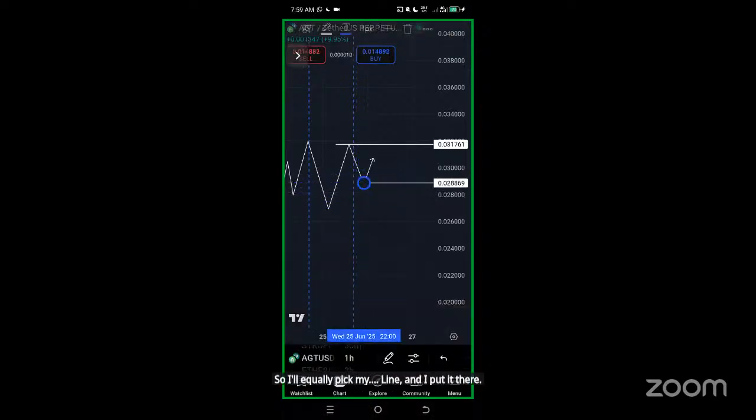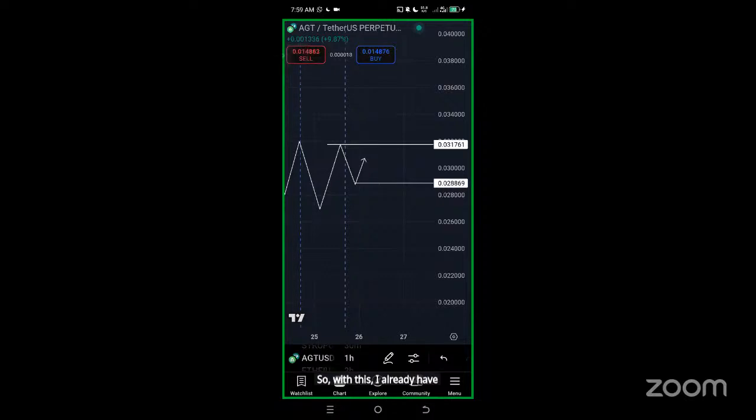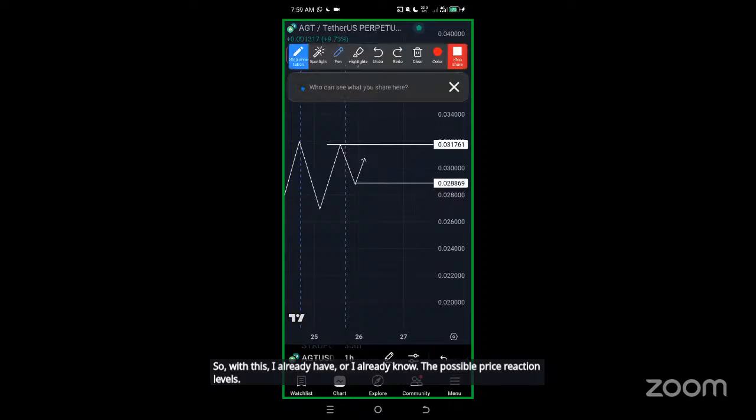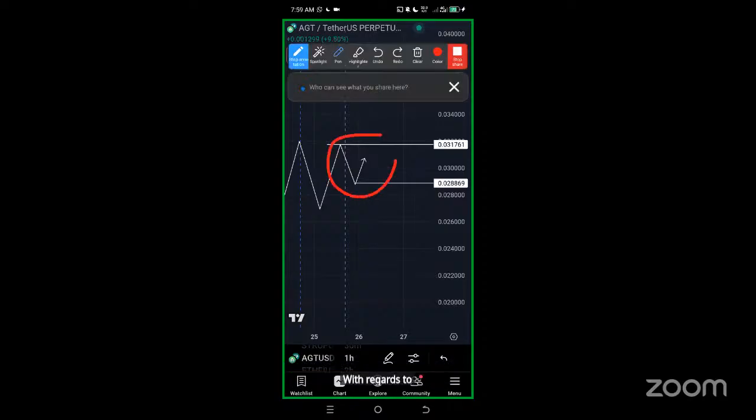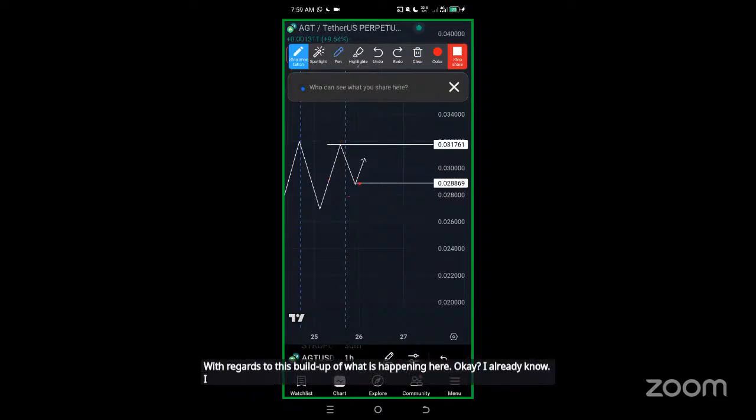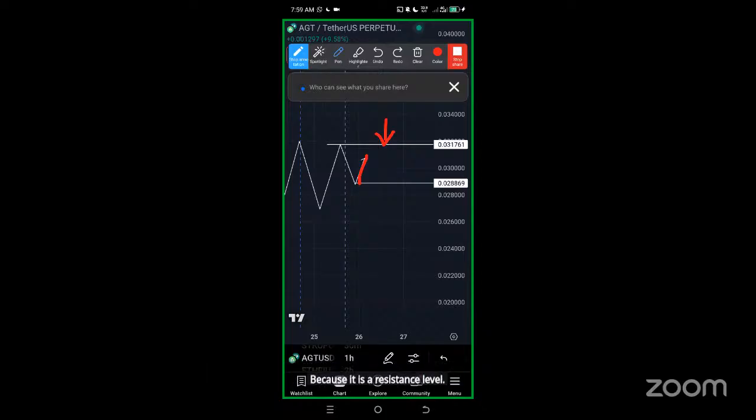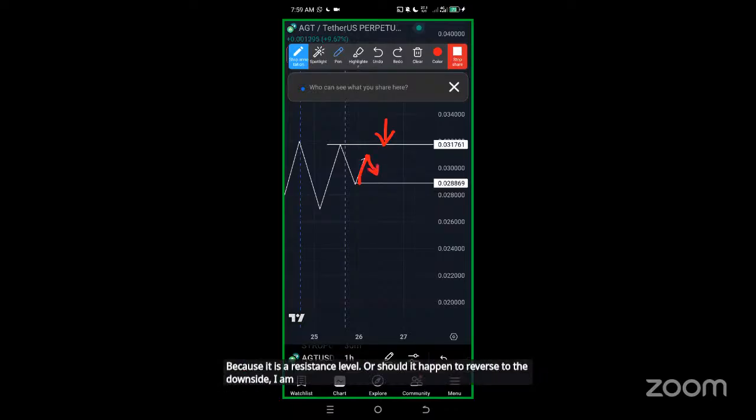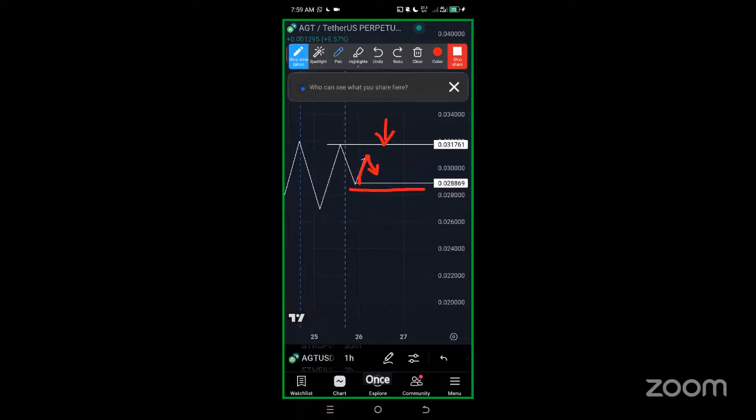So with this, I already know the possible price reaction levels with regard to this build-up of what is happening here. I know that as the price rises, it's most likely going to encounter a rejection there because it is a resistance level. Or should it reverse to the downside, I am at least pretty sure to some extent that once it approaches this price level, it's going to encounter support. It's going to be supported.